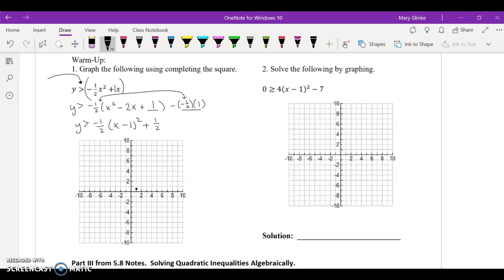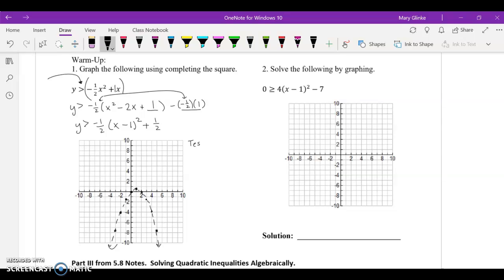My stretch is negative 1/2, so I'm going to go over 1, down 1/2, over 1, down 3/2, over 1, down 5/2, and we can even make it over 1, down 7/2 on here. So those are the points for our graph. This would be a dotted line, and we do also have to shade.